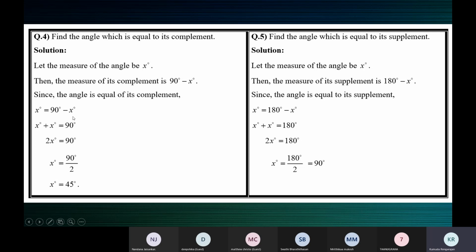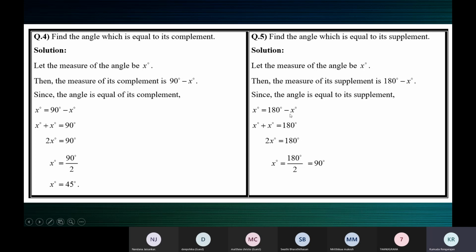So how do we solve this? Minus x, when you transpose, it becomes plus x. So x plus x is 2x is equal to 90. X is equal to 90 by 2, as 2 goes to the other side for division. So x is 45.